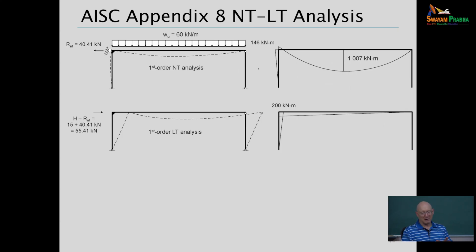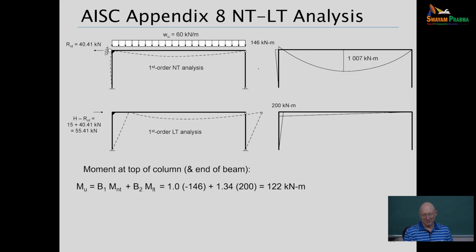We take our first order analysis results from the NT analysis and the first order analysis results from the LT analysis. We combine them: B1 times MNT plus B2 times MLT, in whatever column I'm looking at. I'm looking at the column on the left here. I get my estimate of the maximum moment in that column. It would be at the top of the column, 122 kilonewton meters.